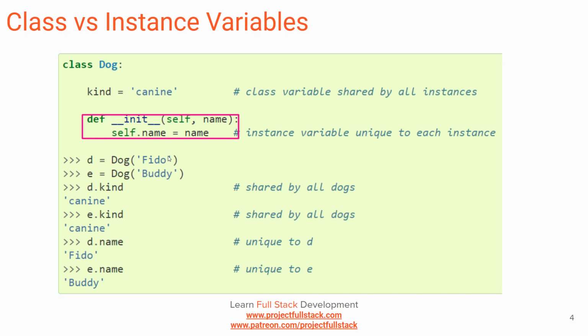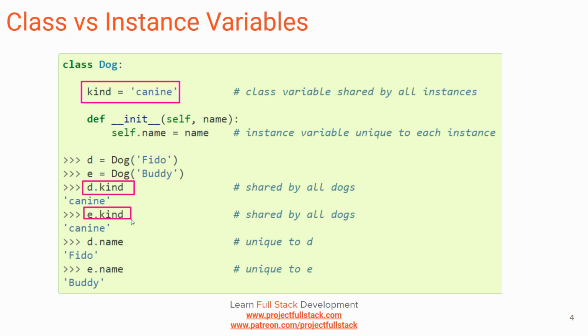A little confusing at first, much easier to understand when you work with it. You can see down here they create two dog objects. You have the D object, which is a dog with the name of Fido, an E object, which is the dog with the name of Buddy. You can access the kind, right? So D.kind is pulling from that class variable. It's shared by all dogs, and that's why it prints out canine.